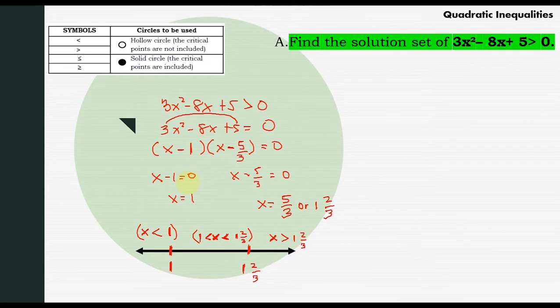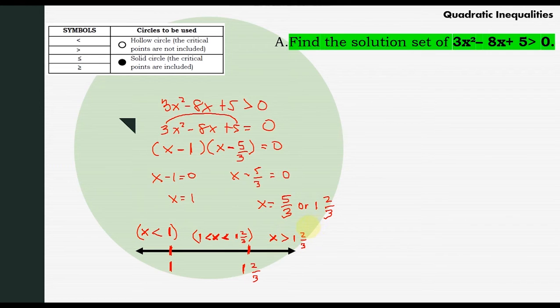If you get confused with the symbol here, for example in x less than 1, you can see the arrow here. Since it is on the left side, look at the arrowhead. The arrowhead is going to the left. So it means you're going to use that head of the arrow. Also for the right side of the number line, we have x is greater than 1 and 2/3. Since the arrow on our inequality is going to the right.